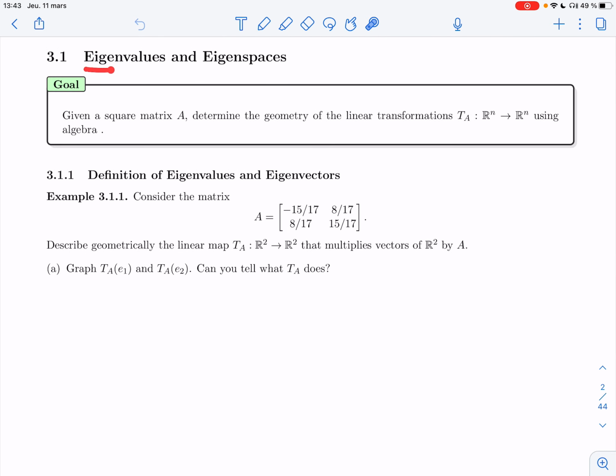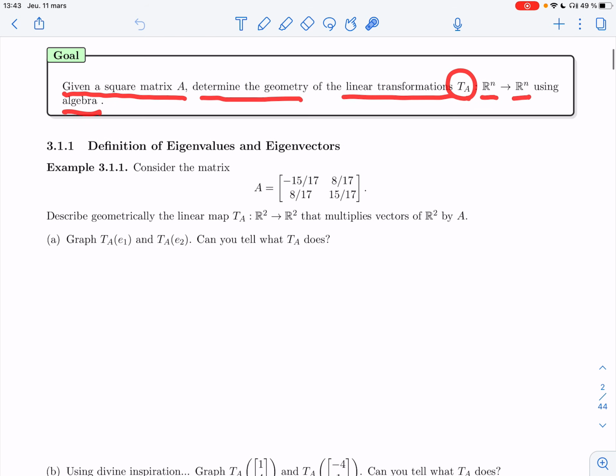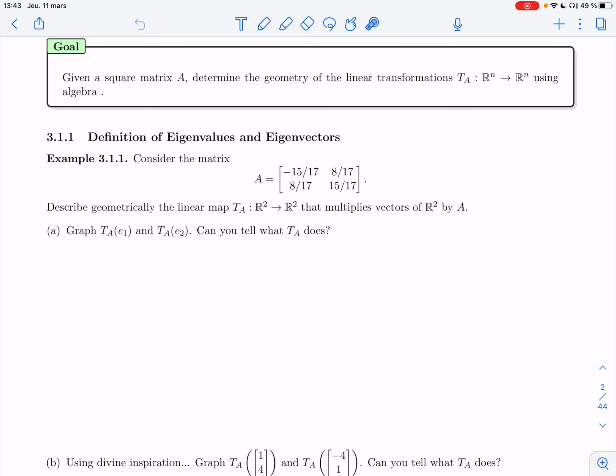Let's start with eigenvalues and eigenspaces. Here's our goal. Given a square matrix A, determine the geometry of the linear transformation T_A from Rn to Rn using algebra. All right, section 3.1.1, I'm going to define eigenvalues and eigenvectors. First, let's do an example to see why we're after something like this.